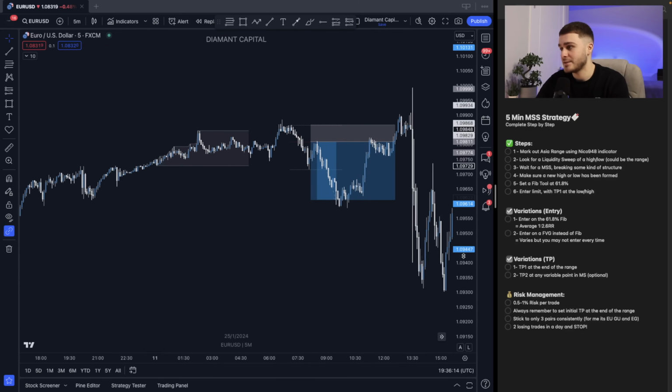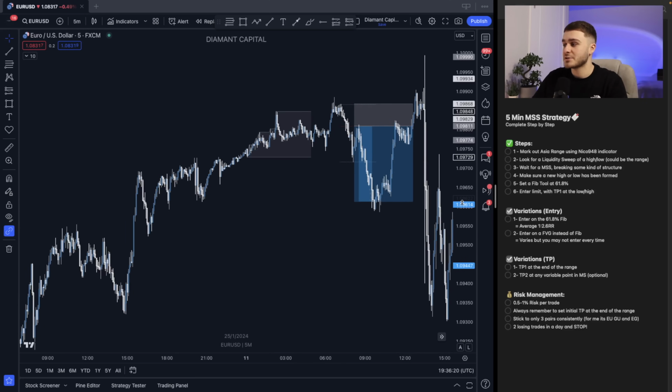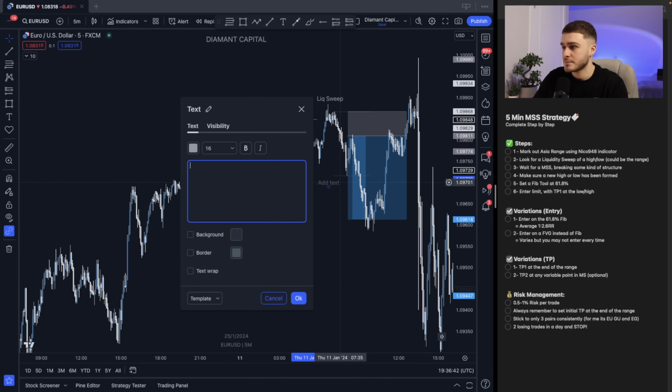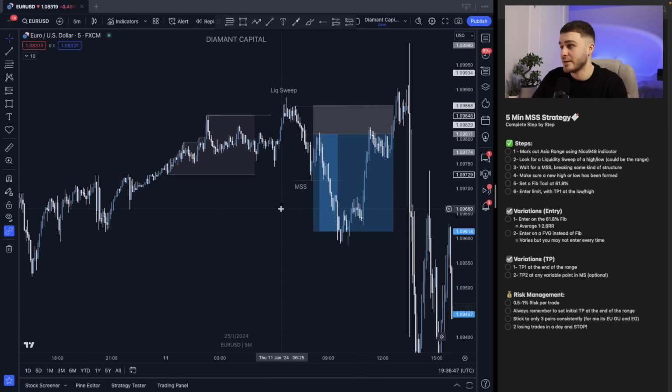The third and final case study that we're looking at over here. So case study number 3. Very, very similar to the first one. As you can see, we've got a sweep of the high. So we have this liquidity sweep, which is step number 2. So let's quickly annotate that. So we've got that liquidity sweep over there. Then the next point, we have our market structure shift over here. And then finally, or I say finally, we next put our range.